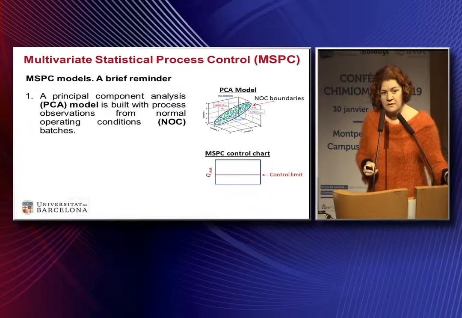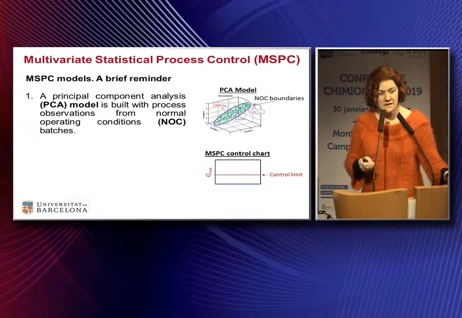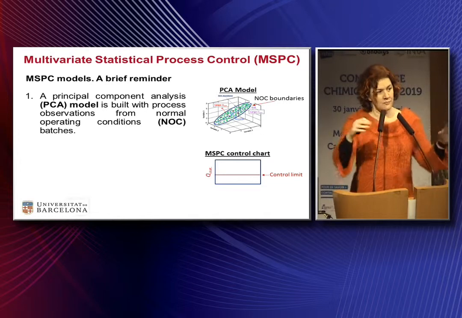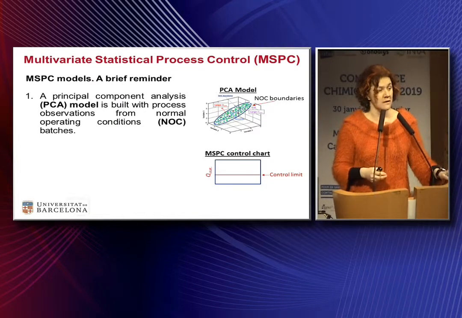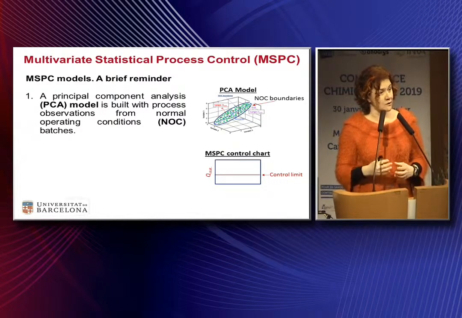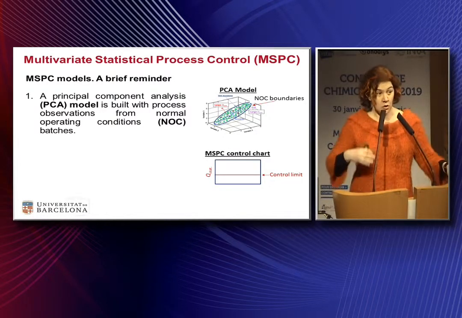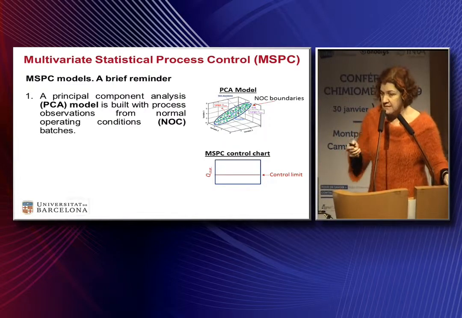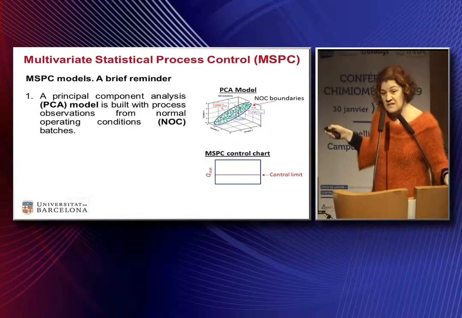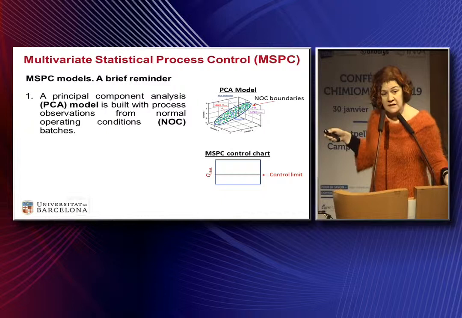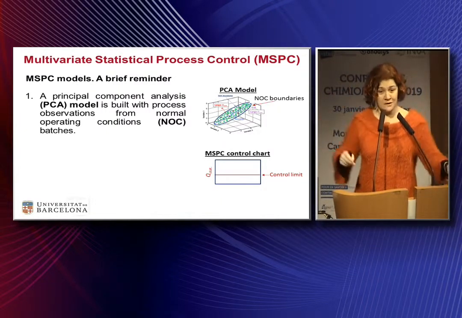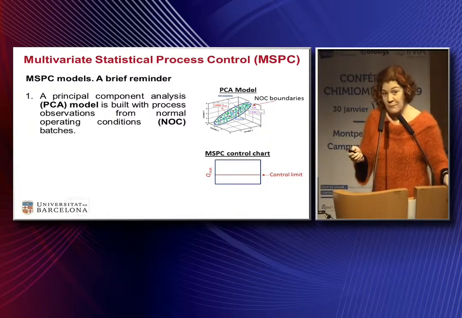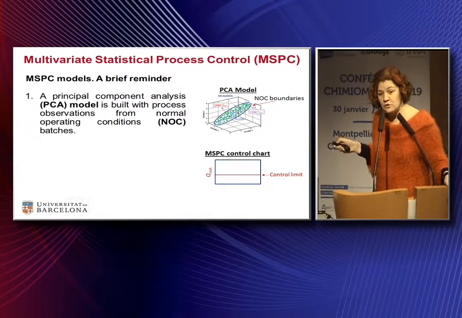Then, just a brief reminder of what the MSPC tool is. The idea is first of all that you should take a bunch of process observations coming from different batches in your process that you know that behave correctly according to your specifications. You can do a PCA to really set the boundaries of what you consider a normal behavior. And then, for instance, you can define what is, let's say, a reasonable residual, I would say. And this is what will mark the limit of your control chart.